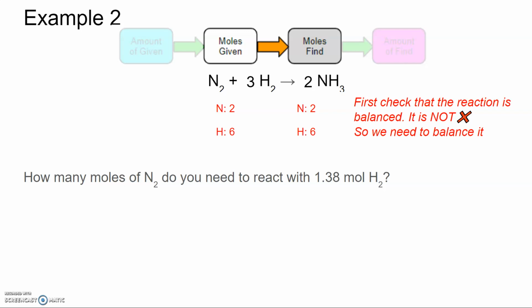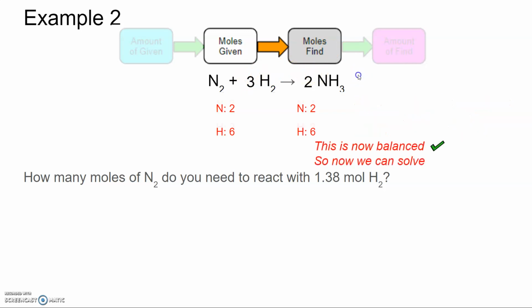So we go ahead and change the coefficients so we can balance it. A 3 goes in front of H2 and a 2 goes in front of NH3. And now the equation is balanced. So we're good. All right, we can go ahead and solve now. Our given here is 1.38 moles of H2, and we're trying to find the moles of N2.